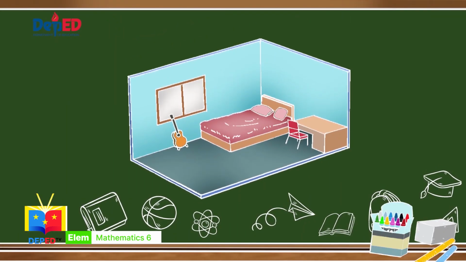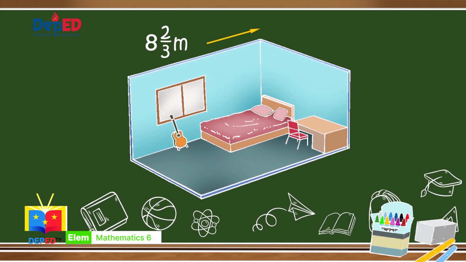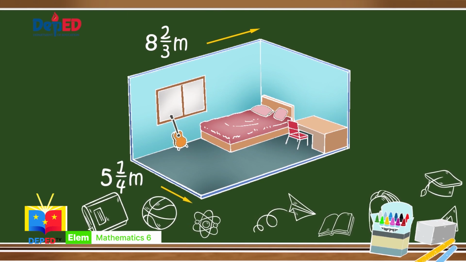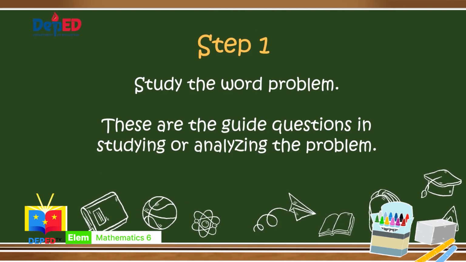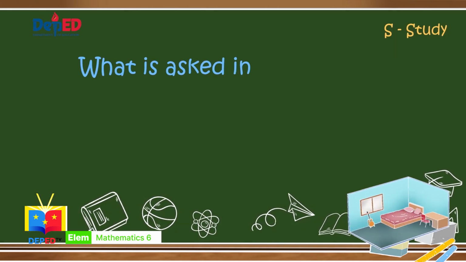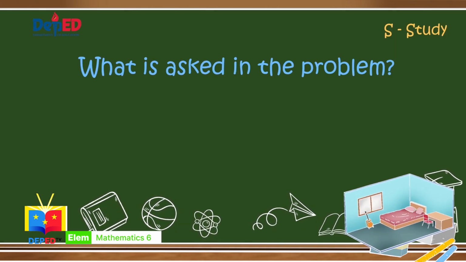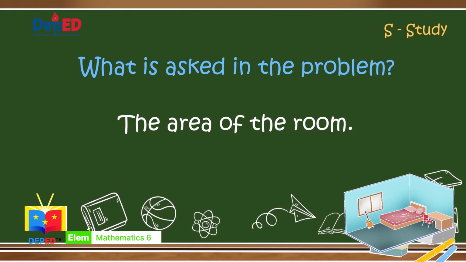A room is 8 2/3 meter by 5 1/4 meters. What is the area of the room? Step 1. Study the word problem. These are the guide questions in studying or analyzing the problem. First, what is asked in the problem? Correct. The area of the room.